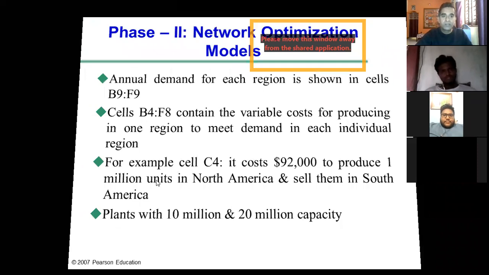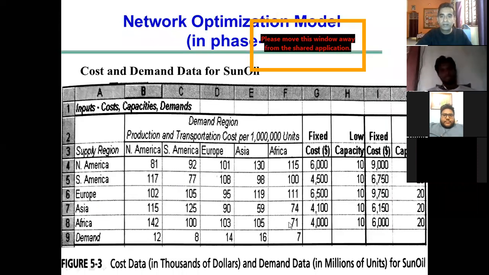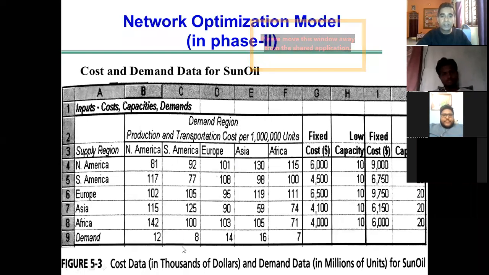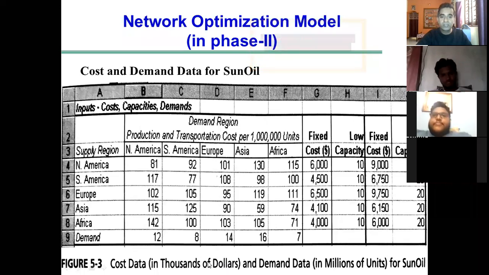If you consider B4 to F8, it is here, from here till here, all this data. This cost data, the production and transportation cost per 1 million units, is given here, and this variable cost is measured in thousands of dollars.